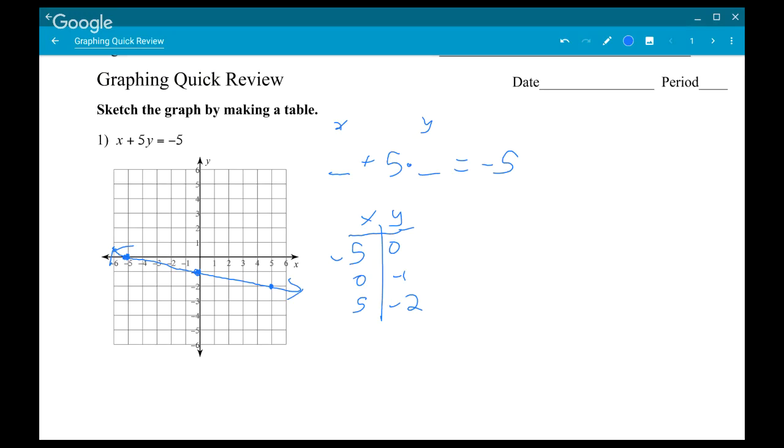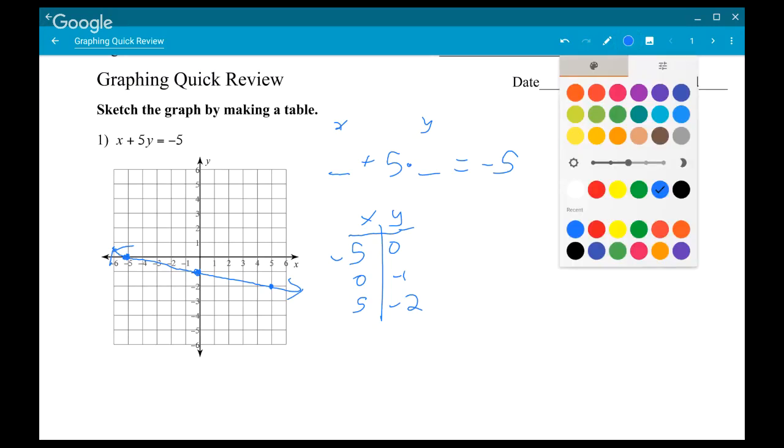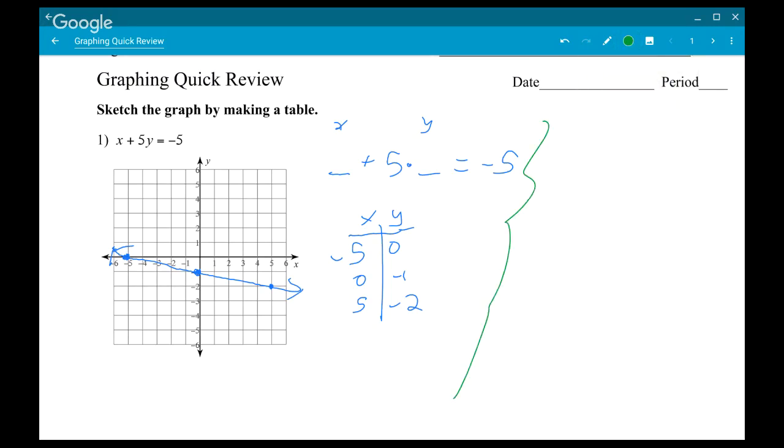Okay. I am going to show you an alternative way to do this one. If the instructions on your exam didn't explicitly say make a table, another thing that you can do is you can convert to slope intercept form. Okay. What we have to remember about slope intercept form is that slope intercept form is y equals mx plus b. So basically, if you want an equation to be in slope intercept form, what you need to do is get the y by itself.